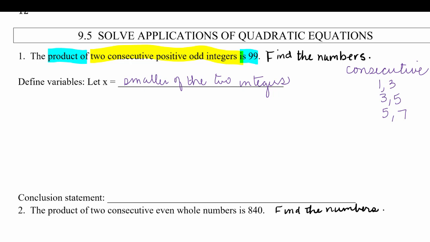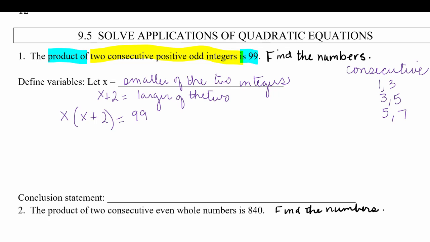So for us, if x is the smaller of the two integers, then x plus 2 would be the larger integer. Okay, because now we would have x and x plus 2 as a pair of these consecutive odd integers, right? They're 2 units apart. So now we need an equation, and the equation involves the fact that we know that the product is 99. Product means multiply these two. So the equation would be x times x plus 2 equals 99.